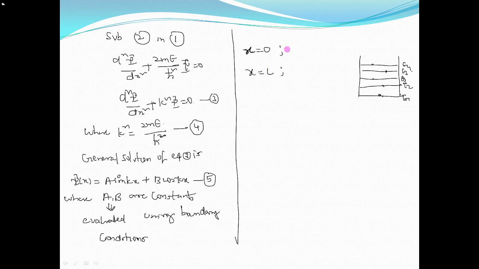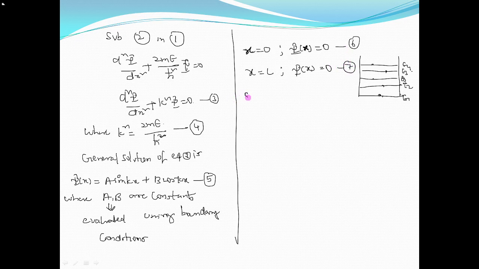At x is equal to 0, we know that the wave function psi vanishes at boundaries. So psi of x is 0. This is also a boundary, so psi of x is 0 because psi vanishes at boundaries. We have seen this in limitations. We keep this as equation 6 and this as equation 7.